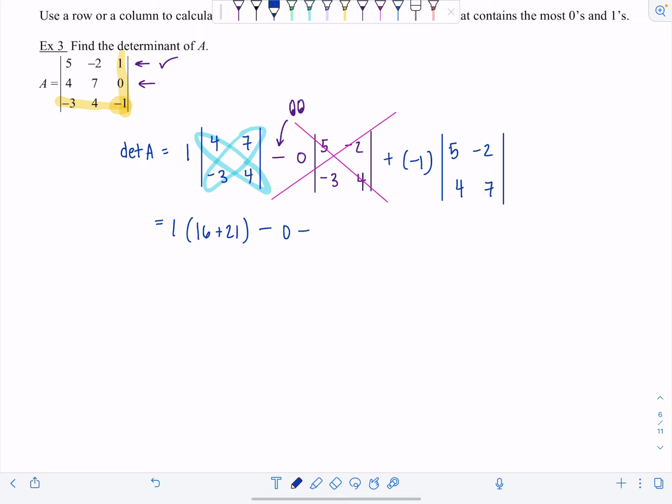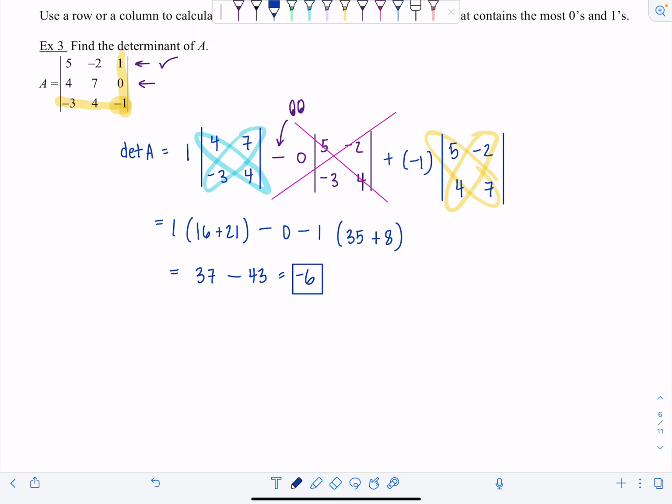And then minus 1 times, let's see, this is 35 plus 8, yes? 35 plus 8. Okay. And so 1 times 16 plus 21, that's 37. Minus 35 plus 8, that's 43. So we're left with a -6. So the value of this determinant is -6. And no matter which row or column you choose to expand upon, you'll get the same answer. Okay, it's just some computations may be easier, less of a chance of you making a mistake.